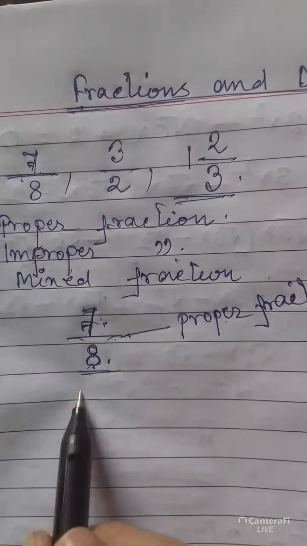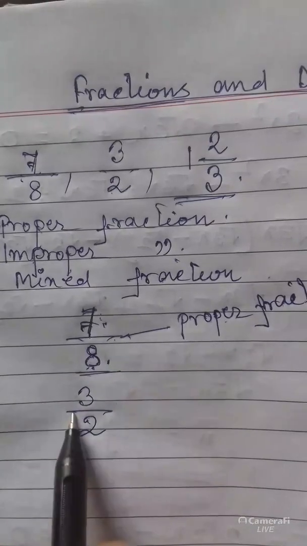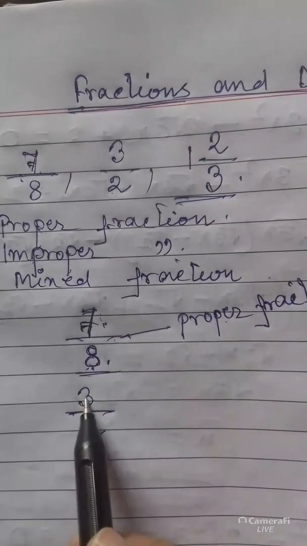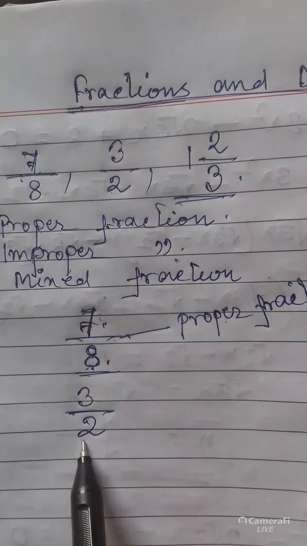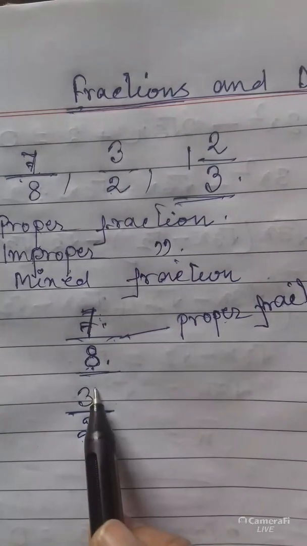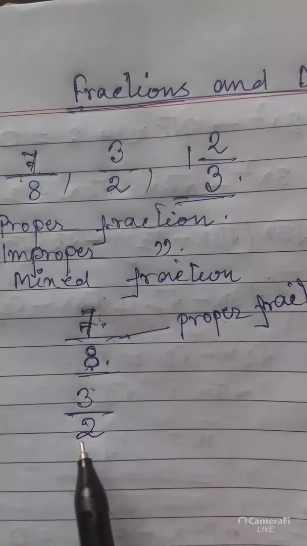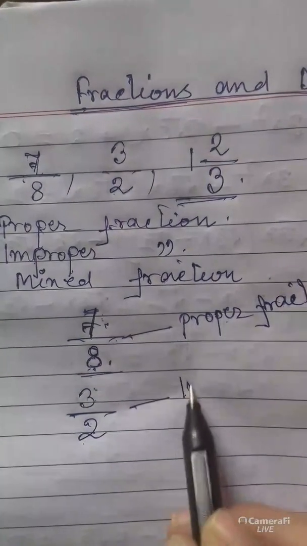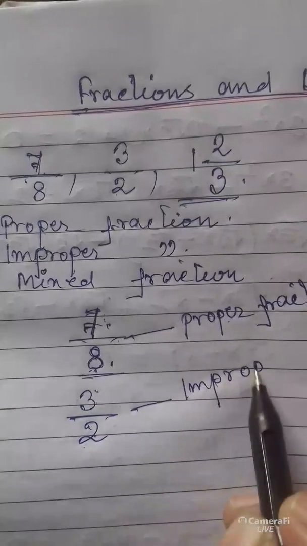Improper fraction, 3 by 2. Opposite of a proper fraction, meaning the numerator is greater than the denominator. Denominator 2 and numerator 3. So the numerator is greater than the denominator. This is called an improper fraction.